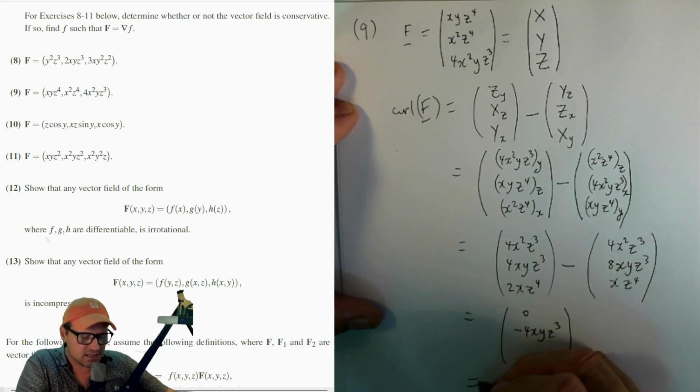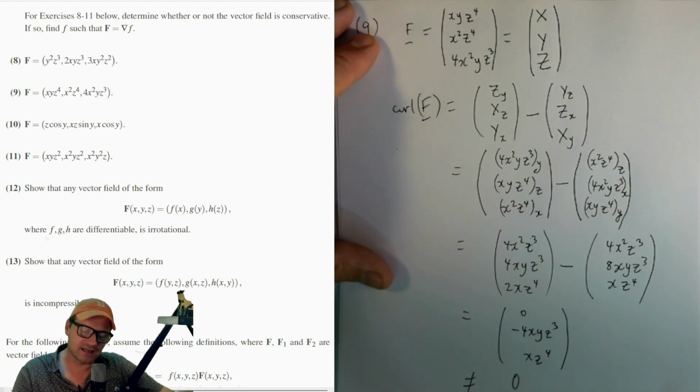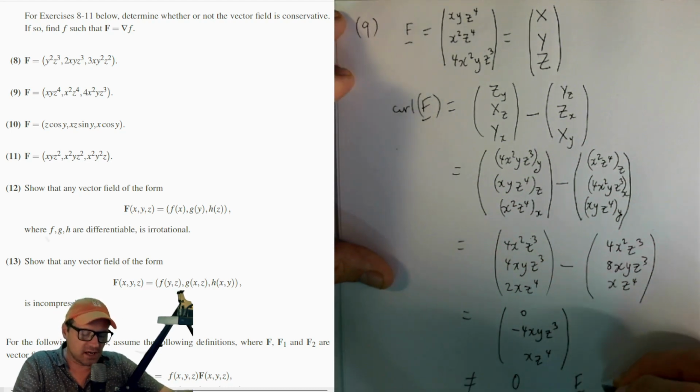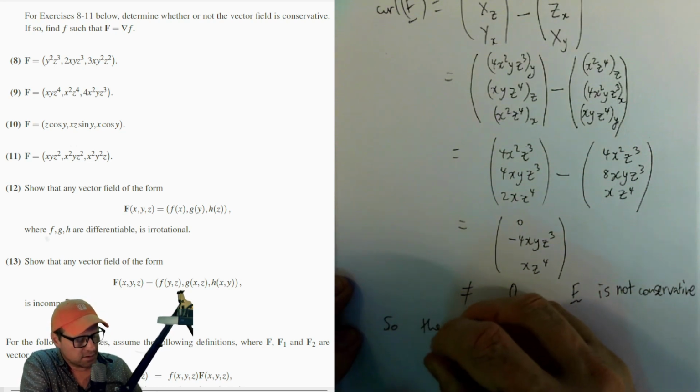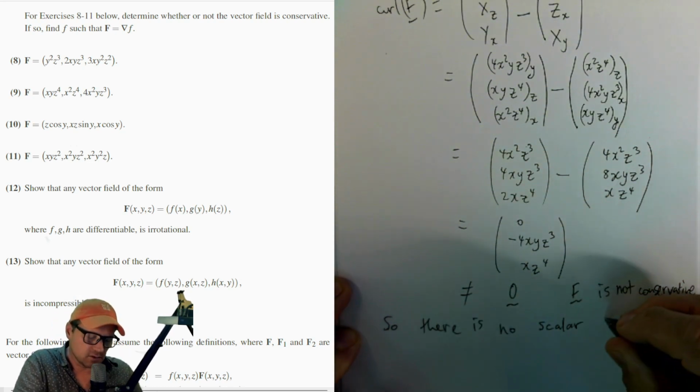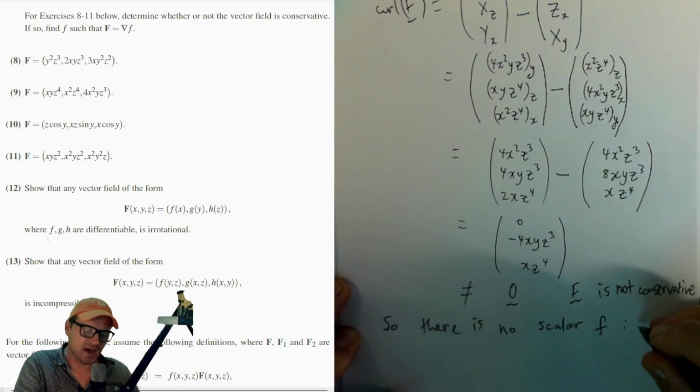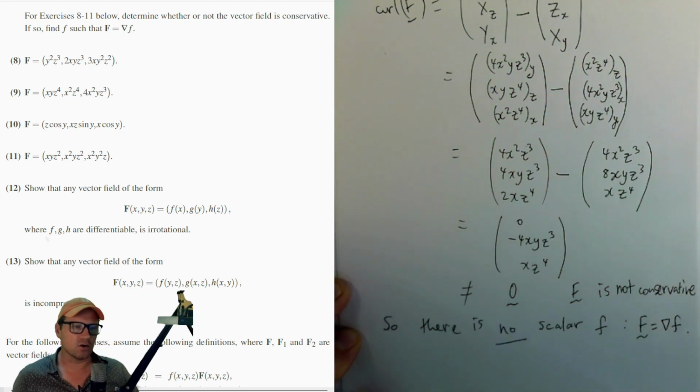All right, so this is not the zero vector in general. And so we see then that the vector field F is not conservative. And so there is no scalar field lowercase f such that uppercase F is grad of lowercase f. So there is no scalar f.